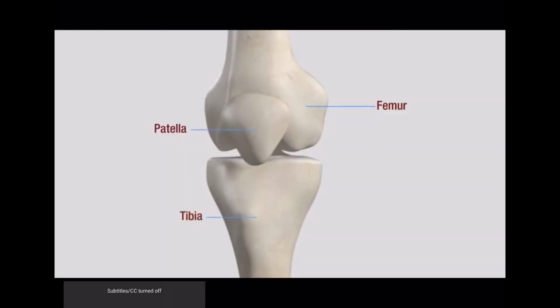Now let's take a look at what is involved in knee replacement surgery. The knee joint is made up of the lower end of the femur, which moves on the upper end of the tibia as well as the patella.